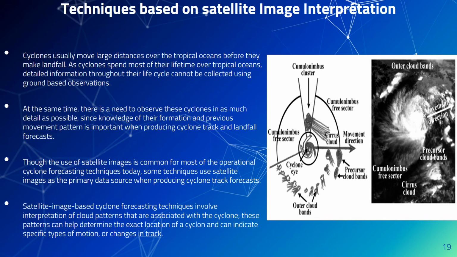Though the use of satellite images is common for most of the operational cyclone forecasting techniques today, some techniques use satellite images as the primary data source when producing cyclone track forecasts. Satellite image-based cyclone forecasting techniques involve interpretation of cloud patterns that are associated with the cyclone. These patterns can help determine the exact location of a cyclone and can indicate specific types of motion or changes in a track. For example, changes in the track of cyclones have been observed to correlate with the rotational changes in the storm's overall features.